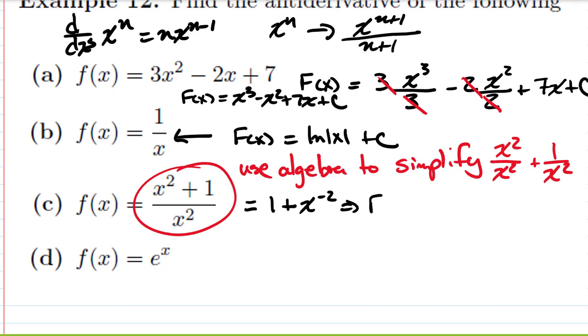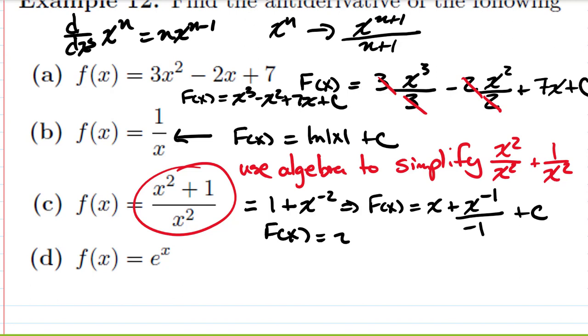So then our antiderivative, f of x, the antiderivative of 1 is going to be x. Then the antiderivative of x to the negative 2 is we add 1 to the exponent. So negative 2 plus 1 gives us negative 1, and then we divide by negative 1 plus c. And then we simplify that up a little bit. We get x, we have a negative, and I'm going to put this back into the denominator, minus 1 over x plus c. So the antiderivative of x squared plus 1 over x squared is x minus 1 over x plus our arbitrary constant c.